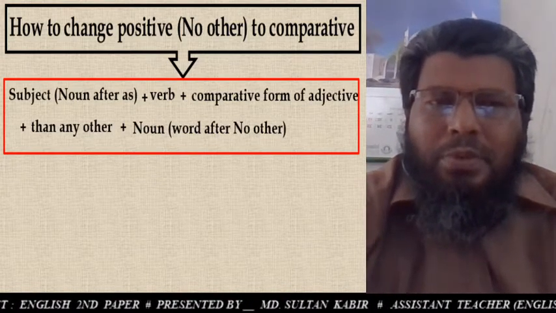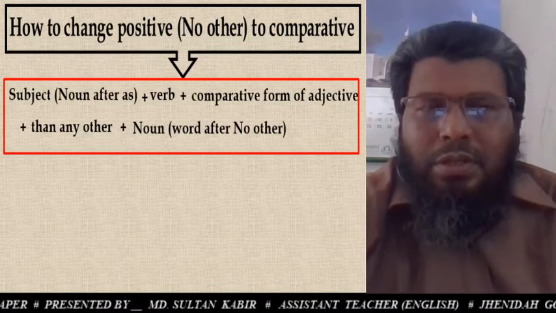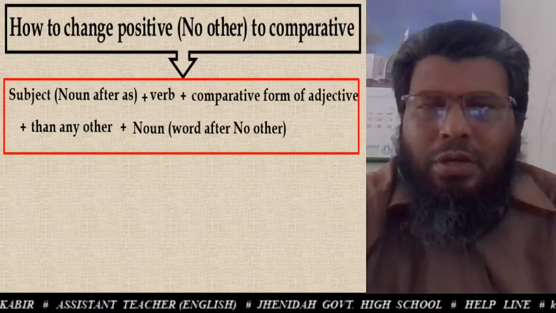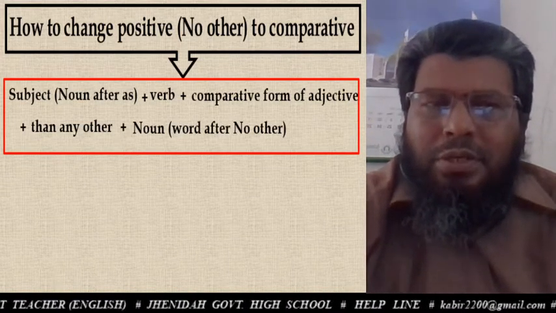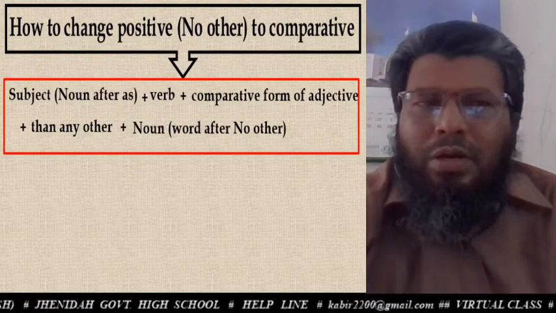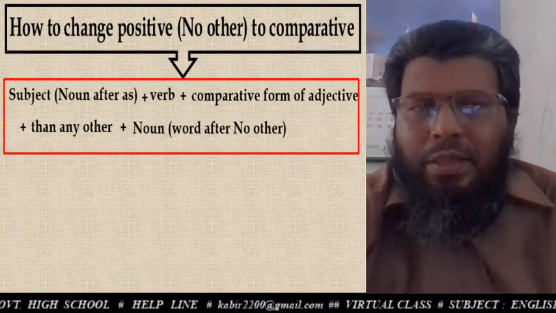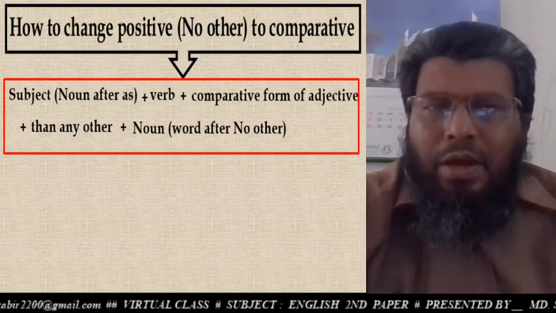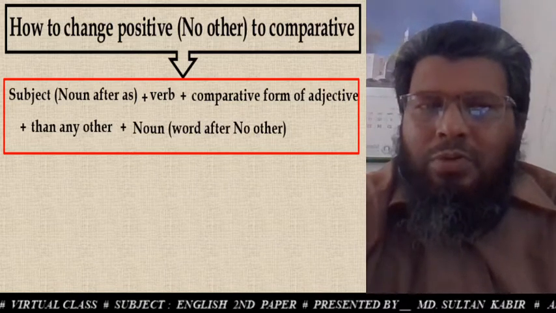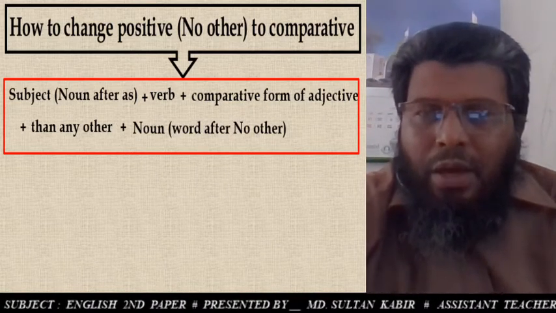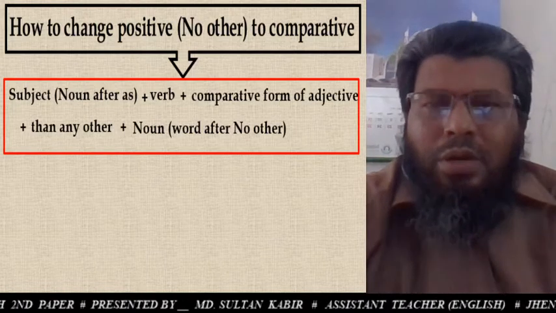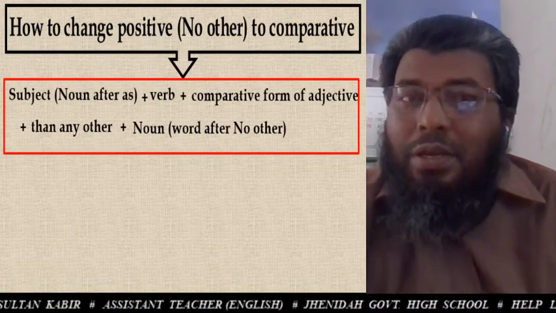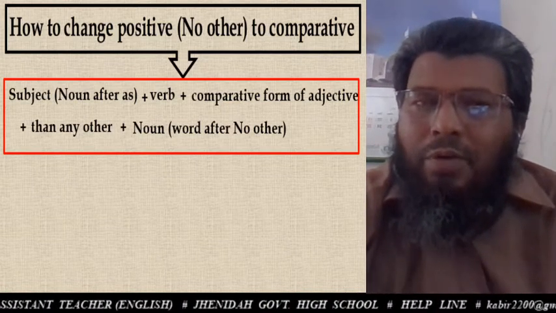Which positive? The positive, if it starts with no other, then we can change the positive into comparative by following the structure. What is the structure? We will write down the subject. Which subject? The noun after as. Okay. Then the verb, then the comparative form of the adjective, and after the adjective we'll write down then any other. Okay. And after that we'll write down the noun. Which noun? The noun which is after no other.